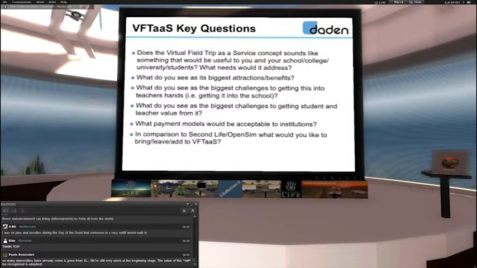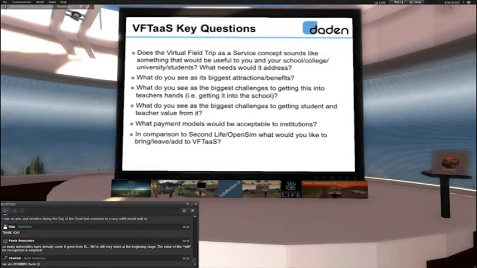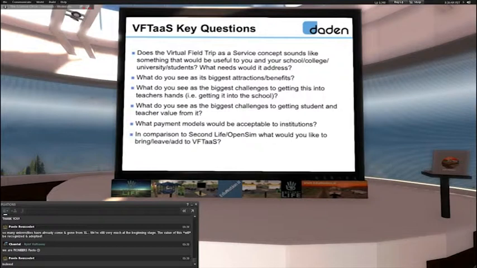The second question on the slide is, what do you see are the biggest attractions and the benefits? We've talked about the global audience and bringing in people from different countries and different institutions. We've also talked about, and some of it I've covered in my talk, the benefits of virtual field trips. But could you kindly talk more about the virtual field trip as a service? That is, this ecosystem of field trips and the flexibility to change and adapt things for different disciplines, like using the same area for different disciplines. If you can elaborate more on the benefits of that, many thanks.